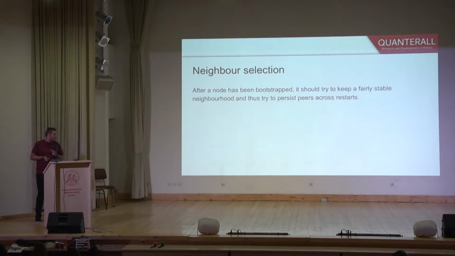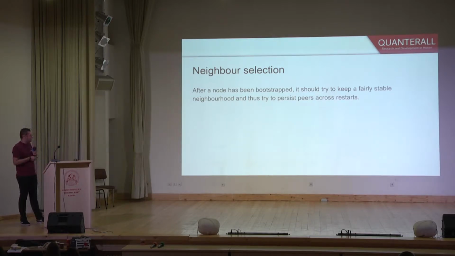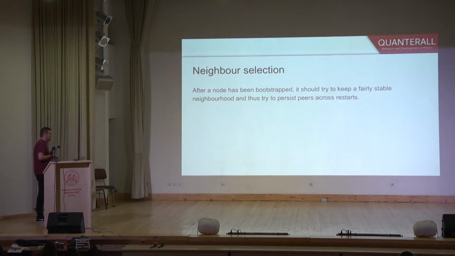And now for the neighbor selection. After a node has been bootstrapped, it should try to keep a fairly stable neighborhood and thus try to persist peers across restarts. To describe the selection process, we need to come up with strategies for neighbor replacement and a preference function which can choose a peer out of a set. Choosing the selection strategy is very important because it influences the node degree, which in turn controls the resilience of the network and the message overhead.